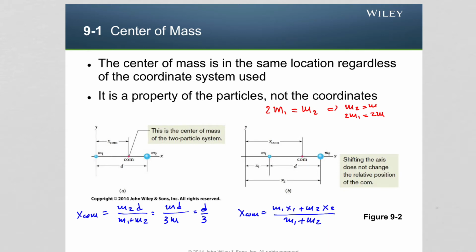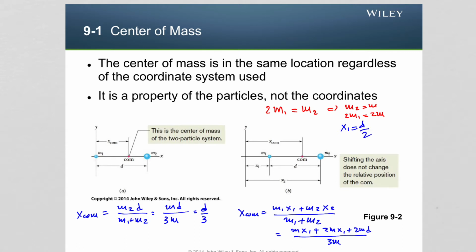Substituting the masses, we get m times x1 plus 2m times x1 plus 2m times d divided by 3m. Now let's make one more simplification. I'm going to set the distance x1 right here to be equal to d divided by 2, so to have this distance d here. So x1 is equal to d divided by 2.